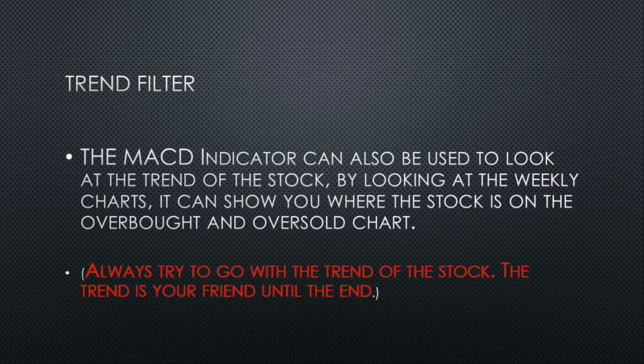The MACD indicator can also be used to look at the trend of the stock. By looking at the weekly charts, you could see if the trend is in the up direction or down direction. And as the saying goes, the trend is your friend until the very end. So you always want to make sure that you're going with the trend. And if you go on the weekly or maybe even monthly charts, the MACD can show you where you are in that time period, if you're going up or down.